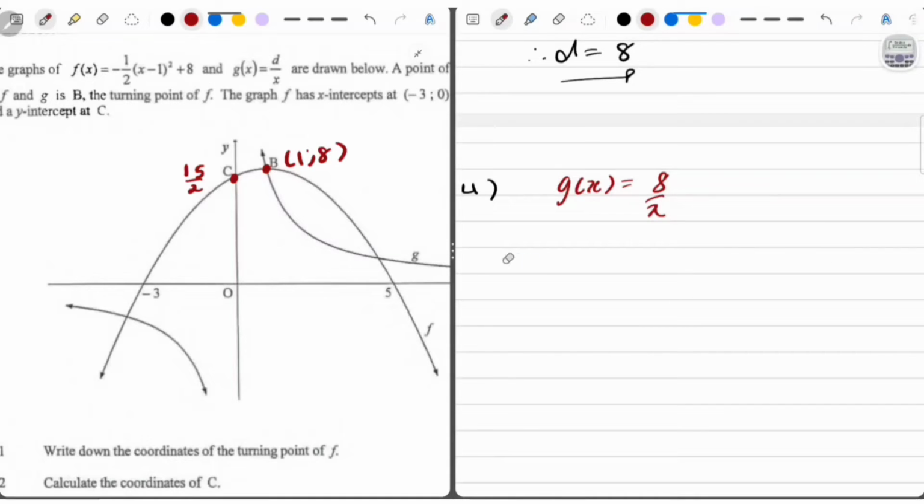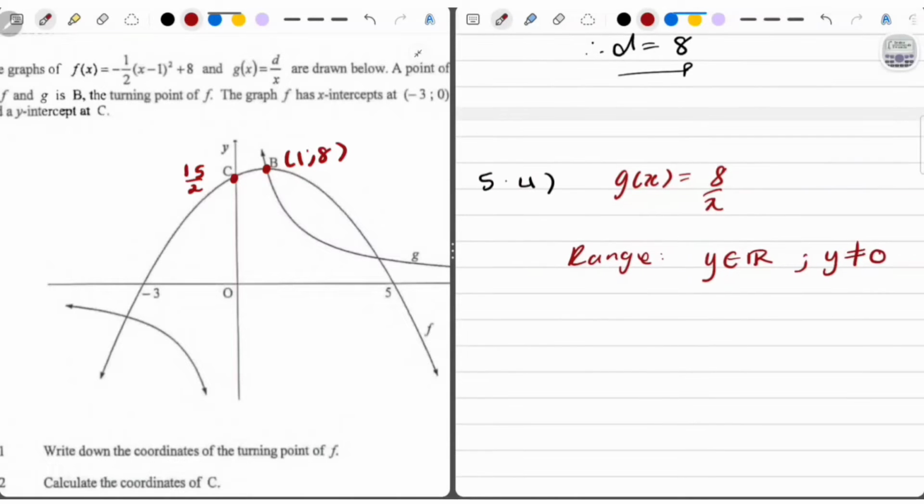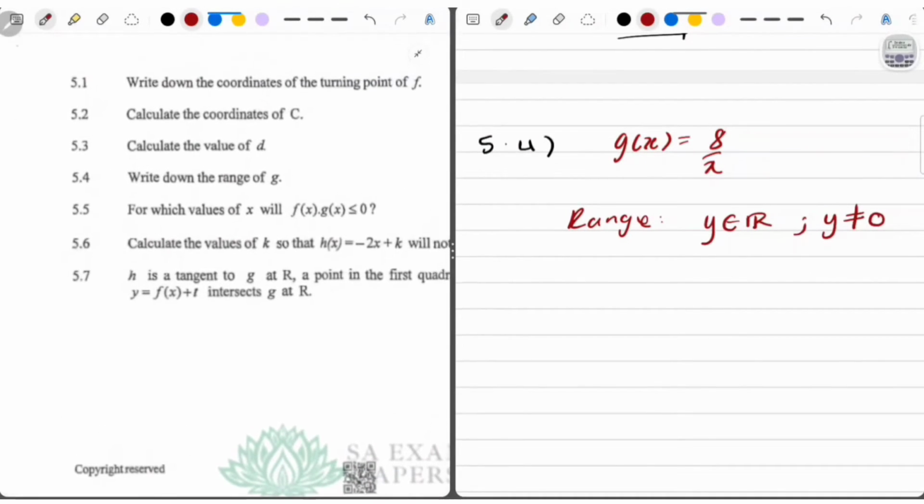It's 0. So the range of this graph is simply y is an element of real numbers, but y cannot be equal to the value of your horizontal asymptote, which is 0. And that's your range. Okay, moving on to the next question.